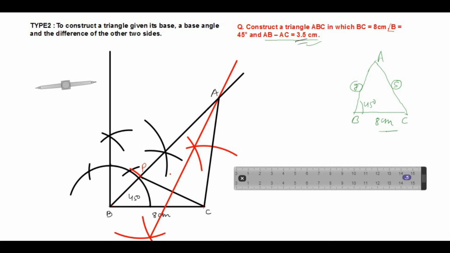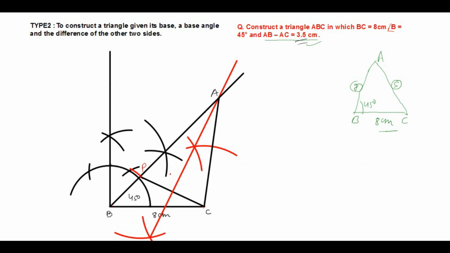Okay, now we have to give a little justification of it. First I remove both the devices. Now the required triangle is ABC, in which BC is 8 centimeter, angle B is 45 degree, and the difference AB minus AC is 3.5 centimeter, because here we have taken this arc BP as 3.5 centimeter.